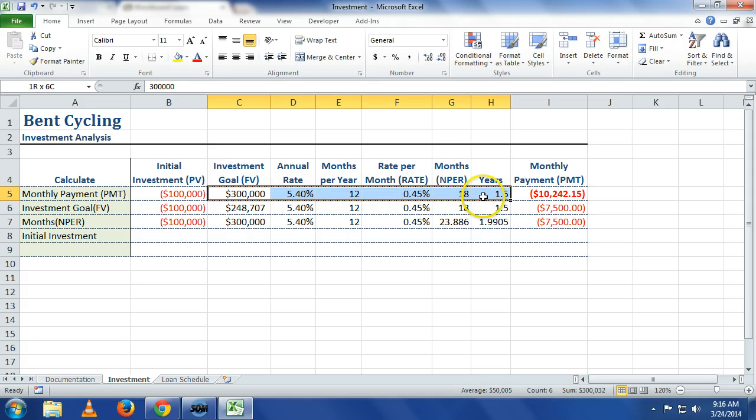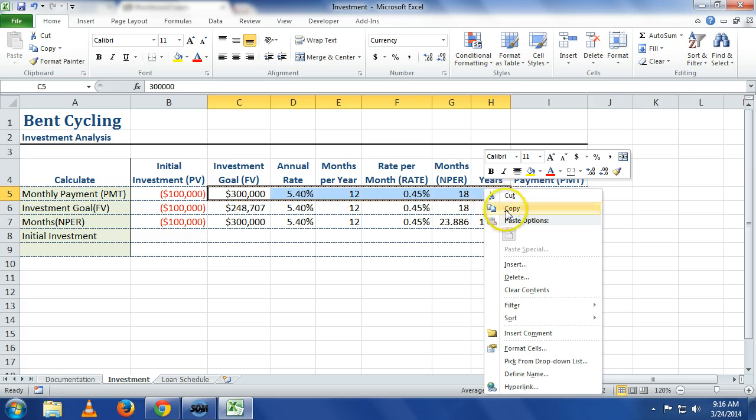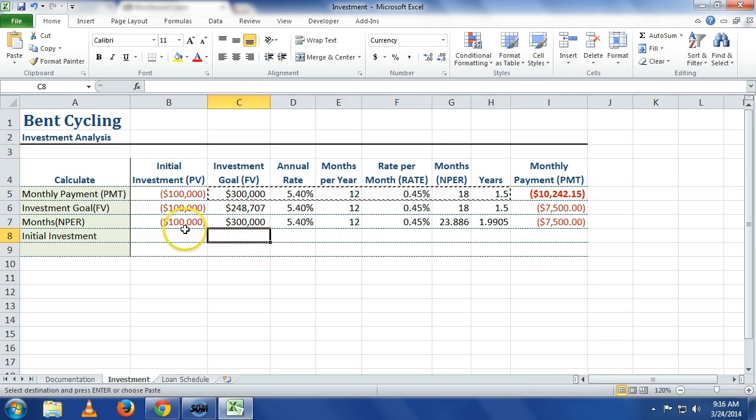Copy C6 through H6 down to C8 through H8, and 7,500 down. So in this case, the variable, the thing that I'm changing, is going to be the present value. Like, how much do I put in at the beginning? If I want to get to 300,000 at the end, investing 7,500 a month for 18 months. Okay, how much do I need to put in here?